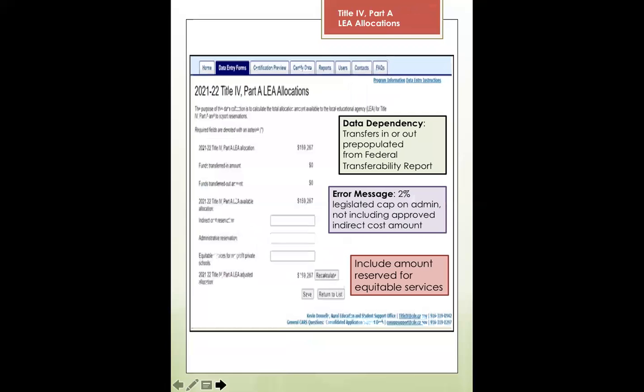And next is a Title IV allocation page. And again, anything you indicated on that transferability report will pop in here. In this case, there's an error message of a 2% cap on administrative costs and only direct admin. So 2% cap for Title IV. Okay, and then you have to include your equitable services.